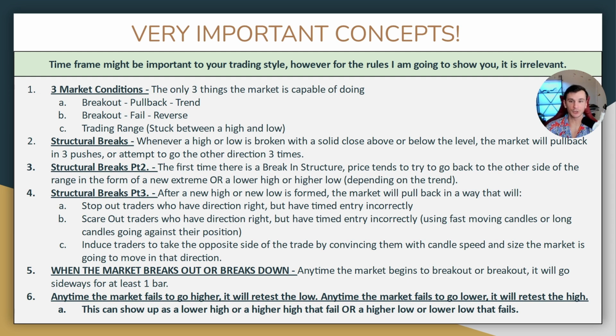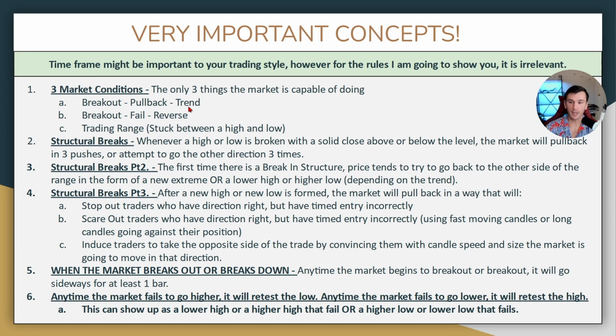Three market conditions. The only three things the market is capable of doing is stay inside of a trading range, break out and fail and reverse, typically going back to the other side of the range, or breaking out and pulling back and trending. Those are the only three things you will ever see the market do. And if you know what each condition looks like, you're already light years ahead.